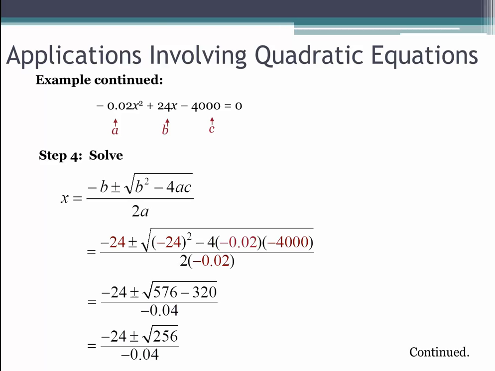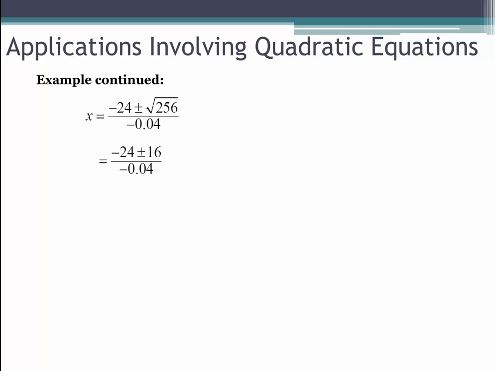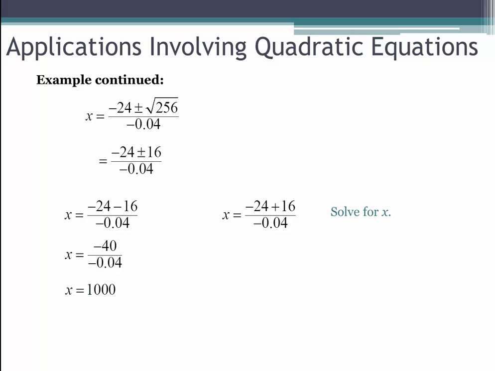We get negative 24 plus or minus the square root of 256 divided by negative 0.04. We can take the square root of 256, which is 16. And we can further simplify. Negative 24 minus 16 divided by negative 0.04, and negative 24 plus 16 divided by negative 0.04. First we simplify and we get x equals 1,000, and then we simplify and we get x equals 200.